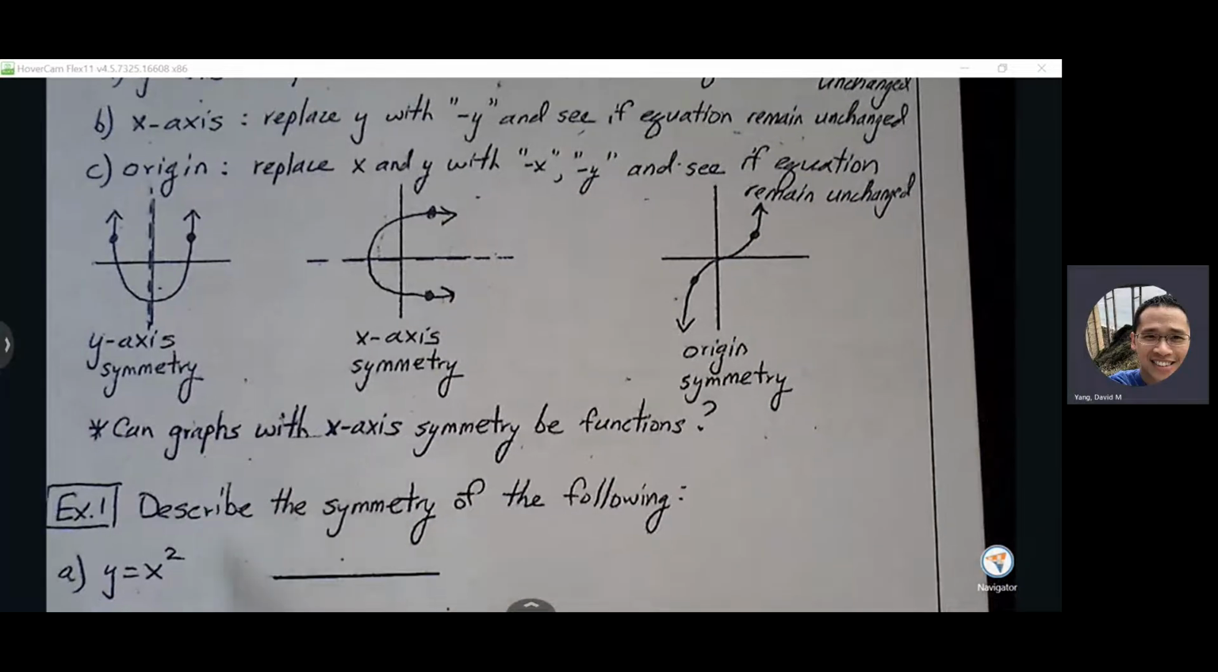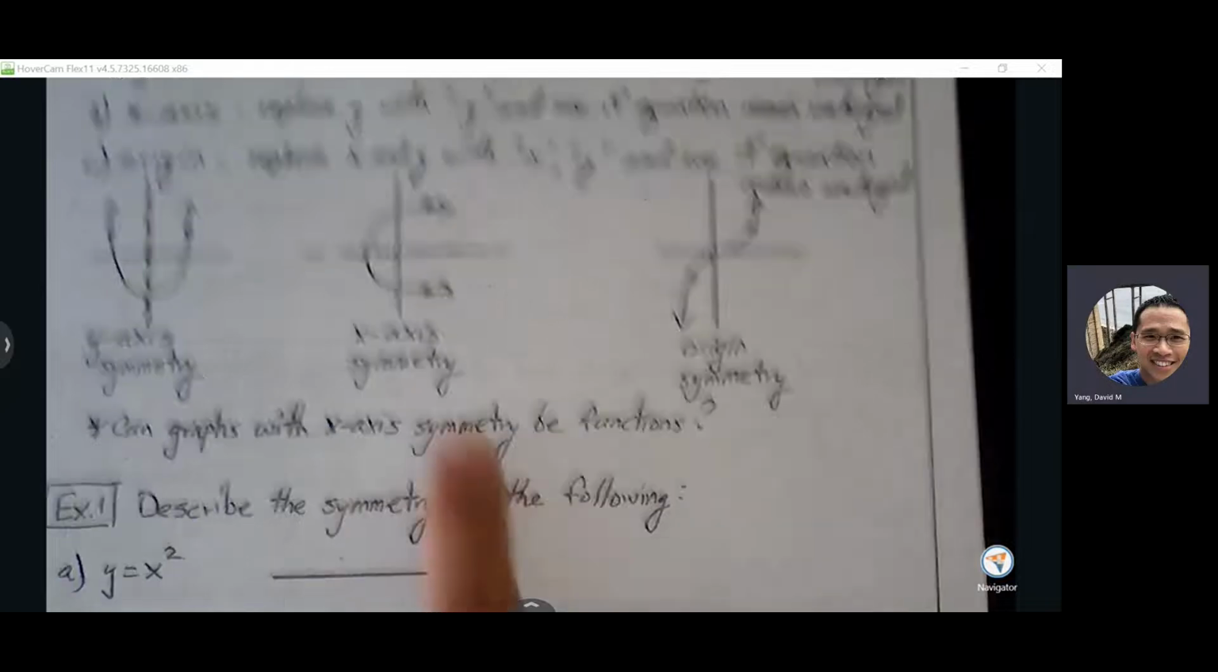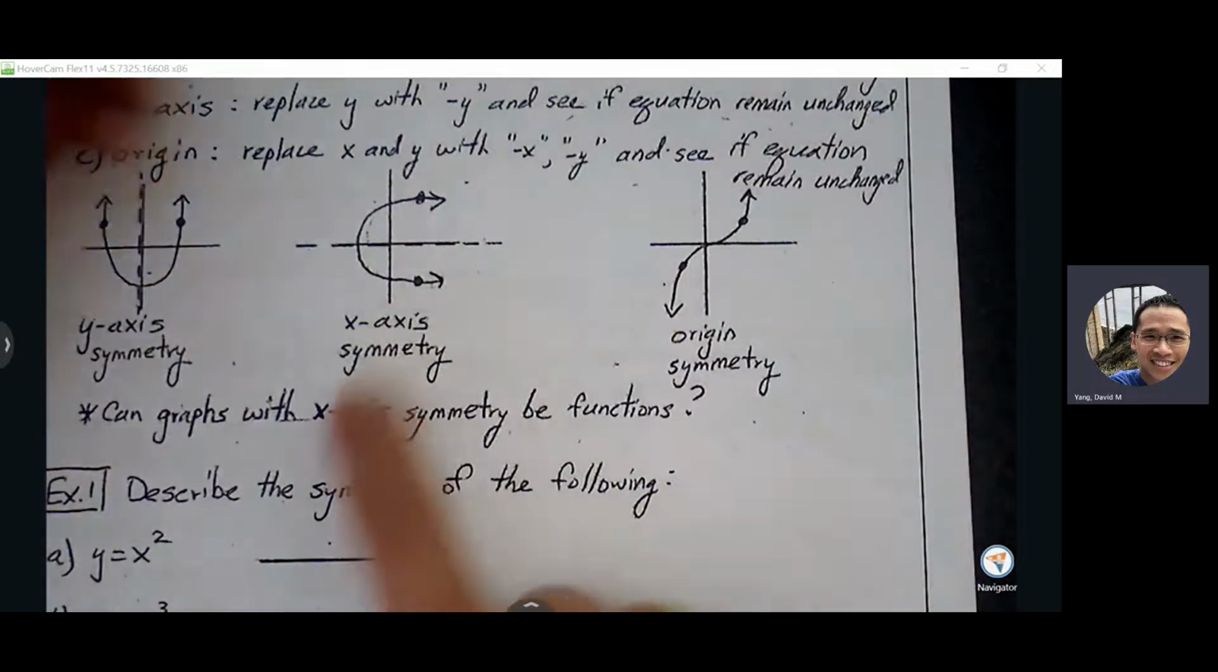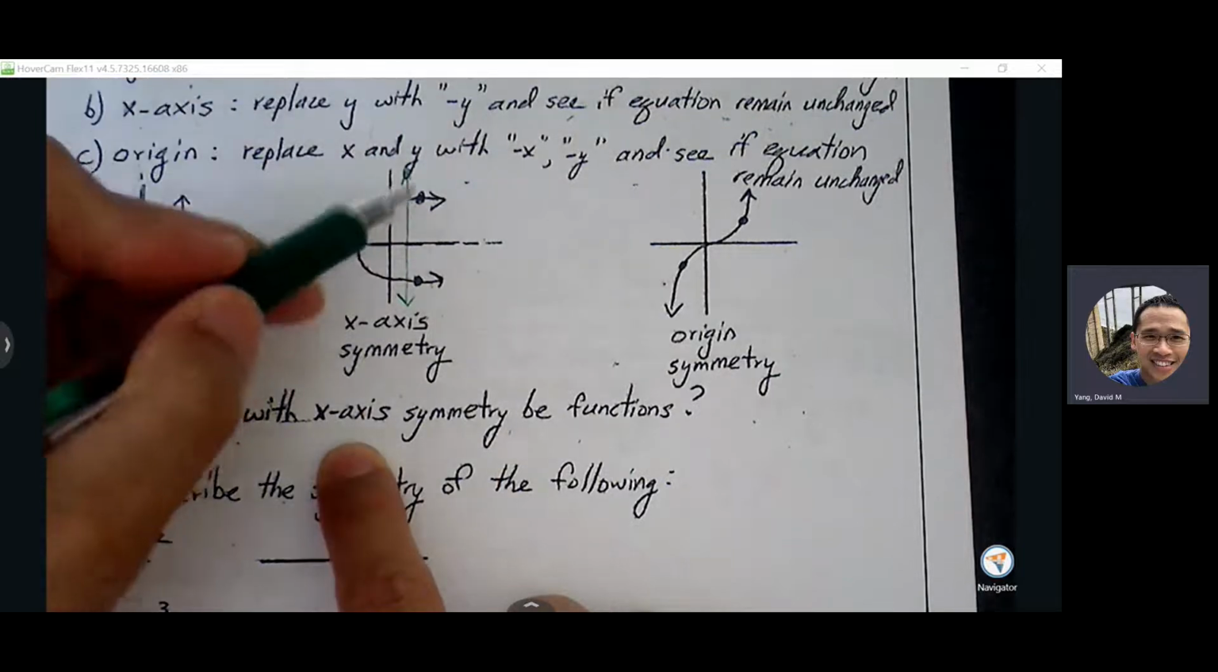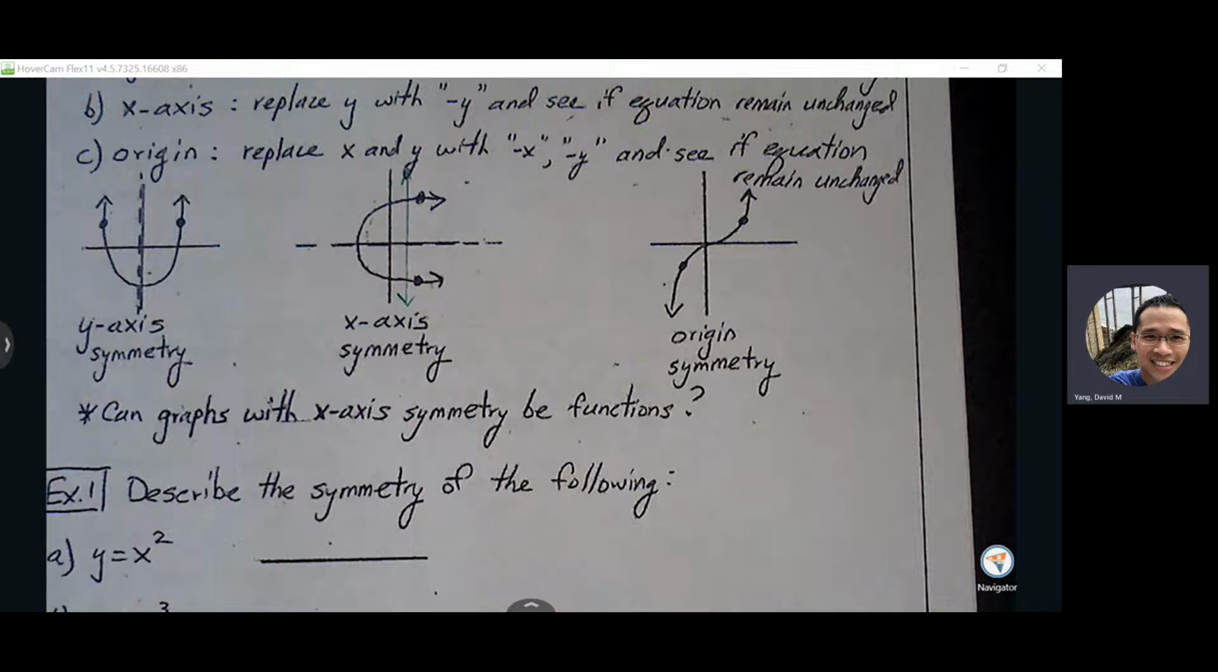Question here, can graphs with x-axis symmetry be functions? No, right? And the reason why is because this is an example of an x-axis symmetry. If I were to draw a vertical line, I'm hitting more than one point, right? That's the vertical line test. Vertical line test says if I drop a vertical line and it hits more than one point on the graph, I'm dealing with something that is not quite a function.